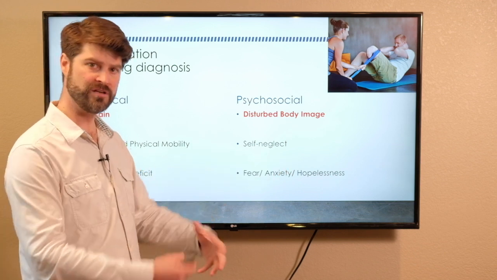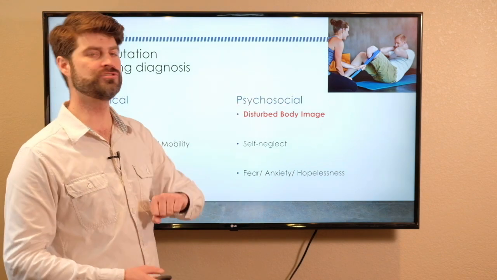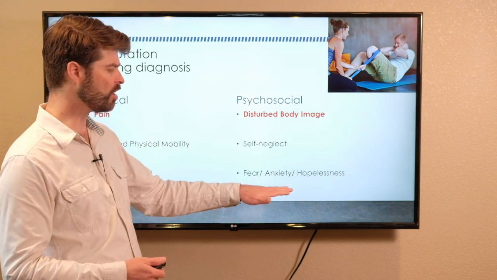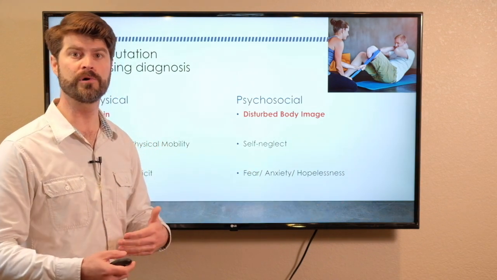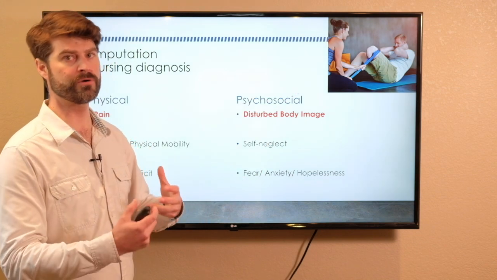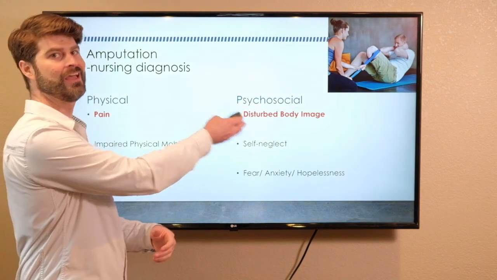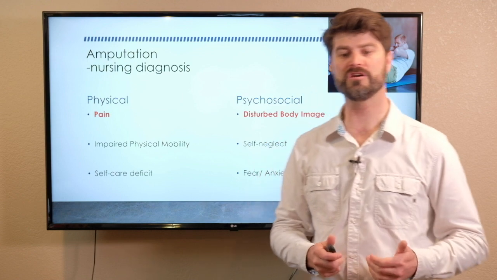They're not willing to clean the stump, clean their extremity, or to do physical therapy in order to strengthen that extremity. Also, fear, anxiety, hopelessness, a lot of the negative emotions associated with loss of a body part. So these are all things that we want to assess in our patients, and we definitely need to assess both the physical and the psychosocial components of any type of amputation for a patient.